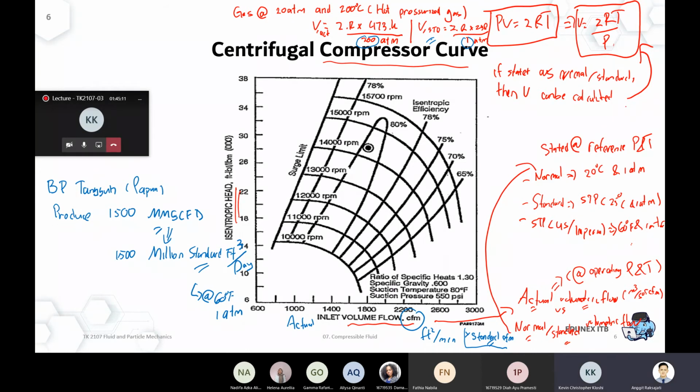So far it's all good, sir. Okay, the important thing here is that you have to use the actual inlet volume flow rate. The rest will be very similar to a centrifugal pump curve. The difference is that there are two very specific terms used to limit the operating range of the compressor. At the left part you have a surge limit, and at the right part you have a stonewall limit.